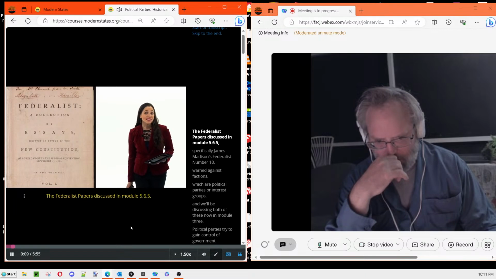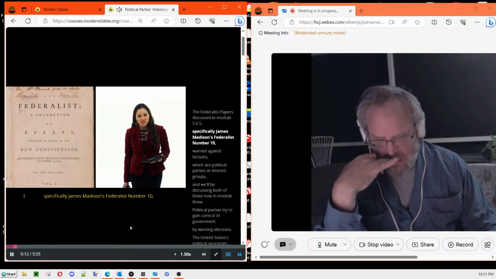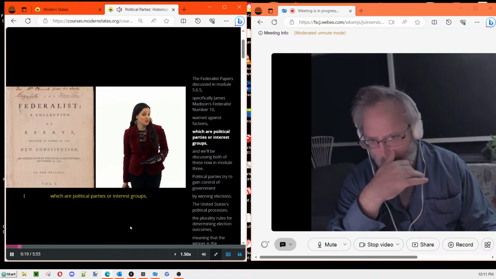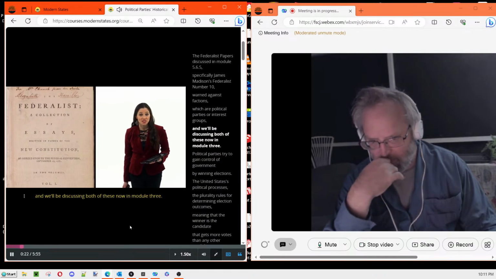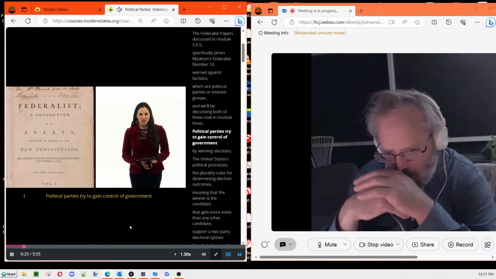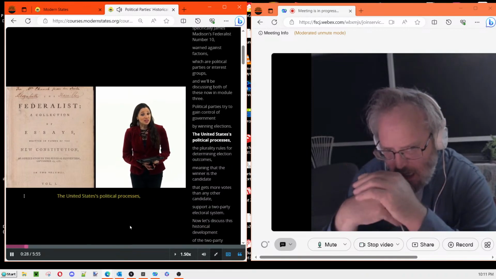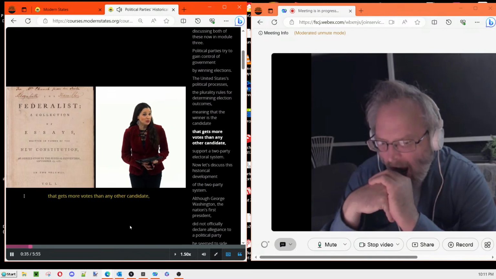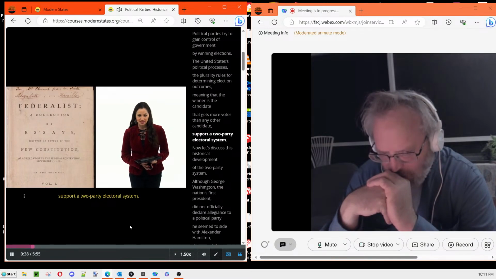The Federalist Papers, discussed in Module 5.6.5, specifically James Madison's Federalist Number 10, warned against factions, which are political parties or interest groups, and we'll be discussing both of these now in Module 3. Political parties try to gain control of government by winning elections. The United States' political processes, the plurality rules for determining election outcomes, meaning that the winner is the candidate that gets more votes than any other candidate, support a two-party electoral system.